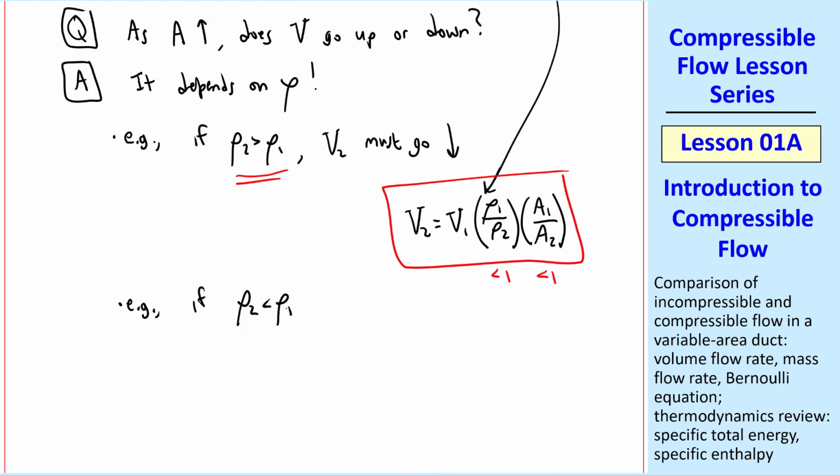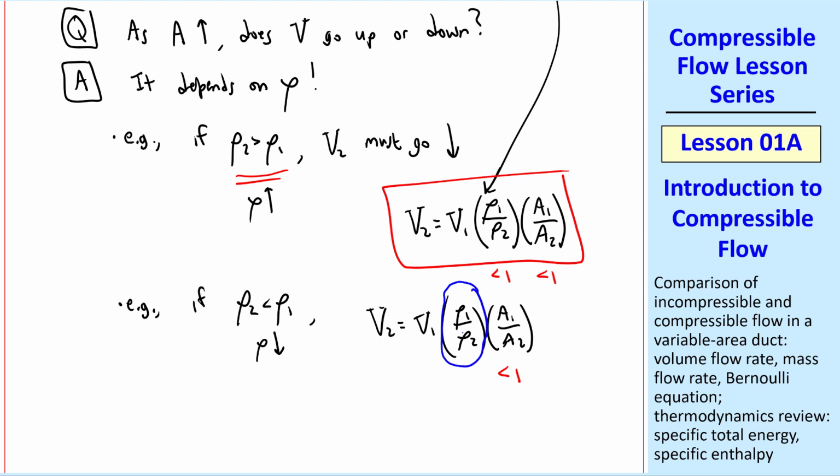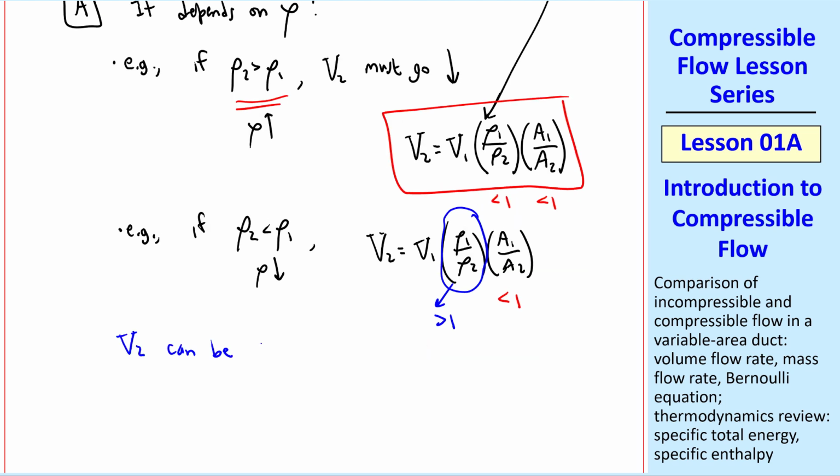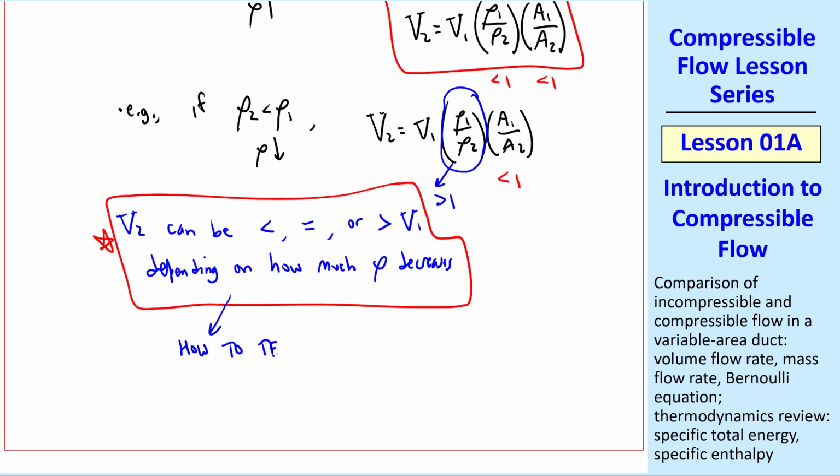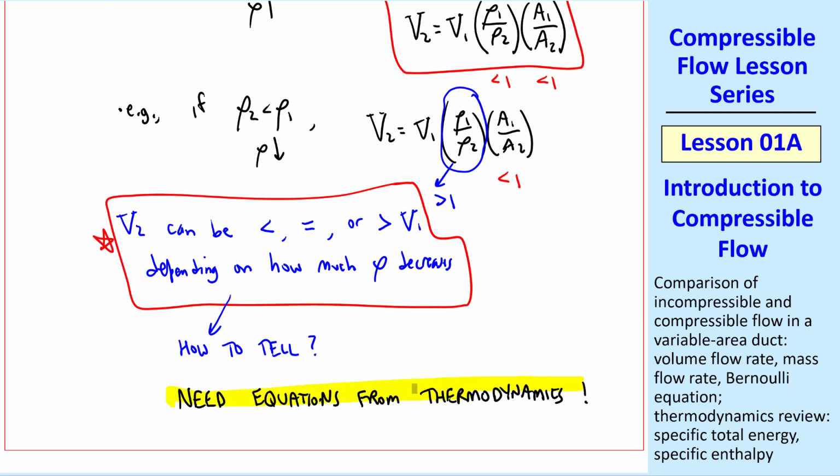But if ρ2 is less than ρ1, in other words, rho is decreasing, whereas here rho is increasing, our equation for V2 remains the same, and we still know that A1 over A2 is less than 1 for our expanding duct. But what about ρ1 over ρ2? Well, now that is greater than 1, as we see here. So is V2 greater than, equal to, or less than V1? The answer is any of the above. V2 can be less than, equal to, or greater than V1, depending on how much rho decreases. How do we know which of these is the case? The answer is that we need some equations from thermodynamics.